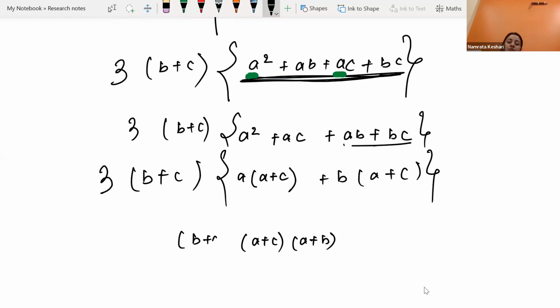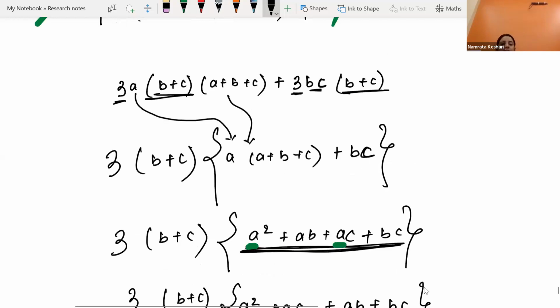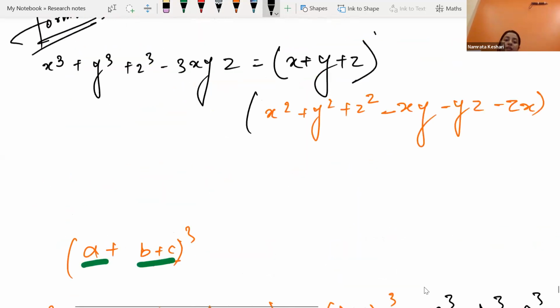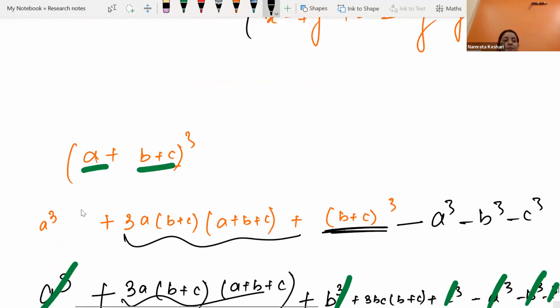We are done with the proof. So let me tell you what we did according to our level, according to the concept we know. We have not used anything hi-fi. We have not used any direct formula which you have never seen. We were just using the concept which you already know. A plus b plus c whole cube, we have taken this first one as a a and the next two as a b. You can also do the same question as a plus b plus c whole cube, you can take the first two as a a and only c as a b. It's completely up to you. The answer will be same.